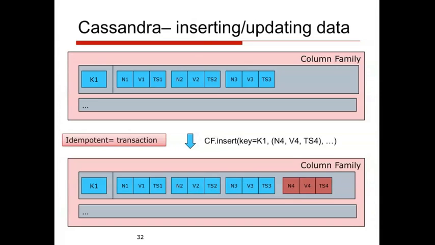Then in terms of operations for manipulating data, there's an insert operation that takes a key and then the column name, value, and timestamp, and then inserts that column into the specified row, or if there's already a column there, overwrites the existing value. So that's the way of getting data into Cassandra.